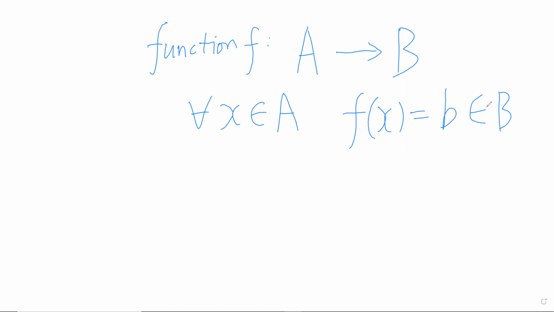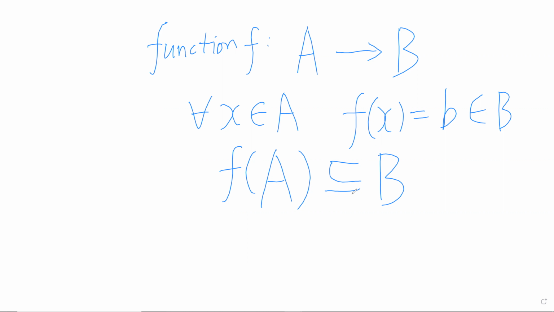But B can have some elements that have not been mapped by any element in the set A. So suppose f(A) is the set of all the mapped elements in B, in which case f(A) is a subset of B. It can be a proper subset, which means B may have multiple elements that have not been mapped by any element in A.